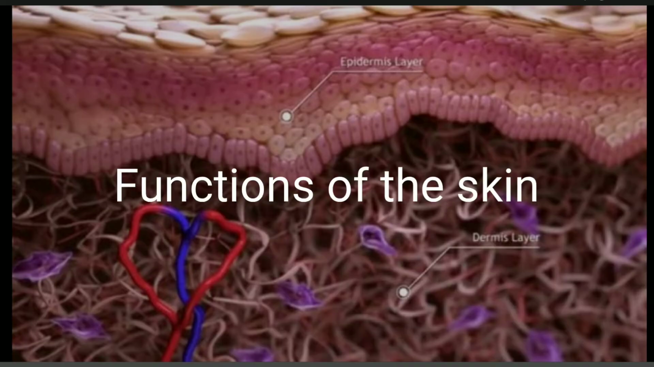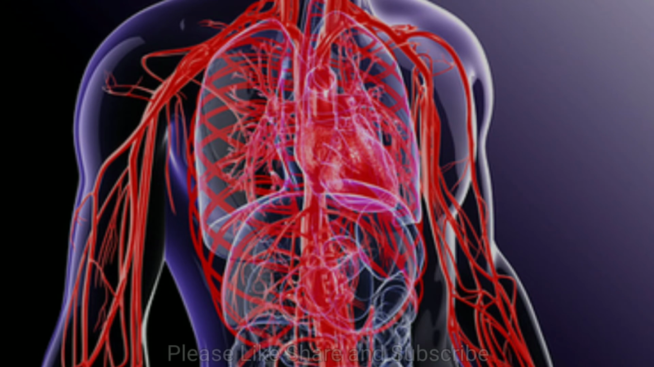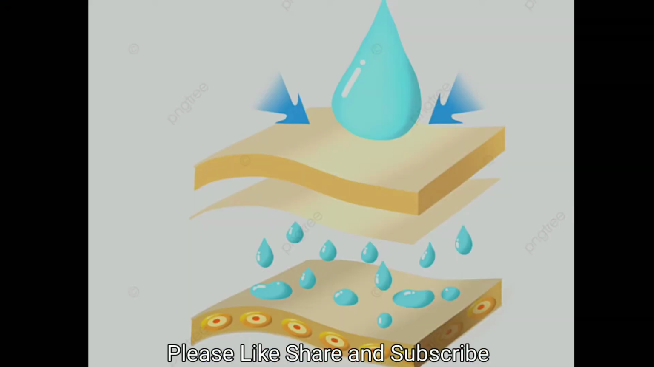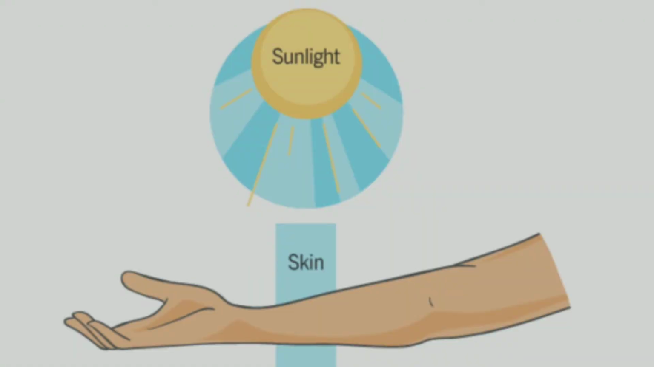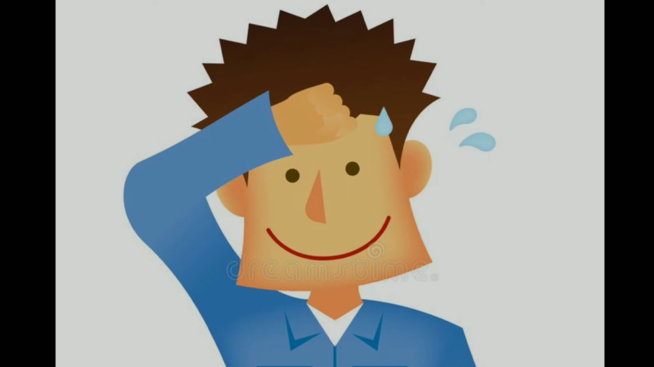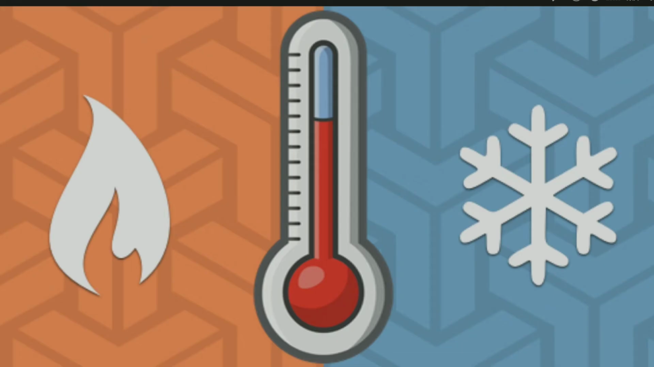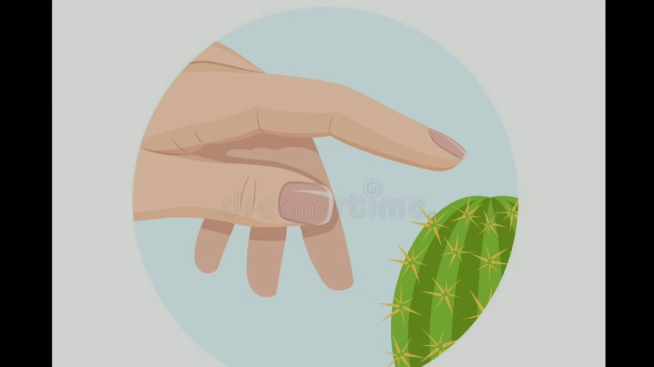Functions of the skin. 1. Protecting the internal parts of the body like muscles, bones, organ systems, etc. 2. Help preserve the moisture in the body. 3. Synthesizing vitamin D. 4. Releasing sweat to regulate body temperature. 5. Giving protection from the heat and cold. 6. The skin functions as the sensory organ of touch.